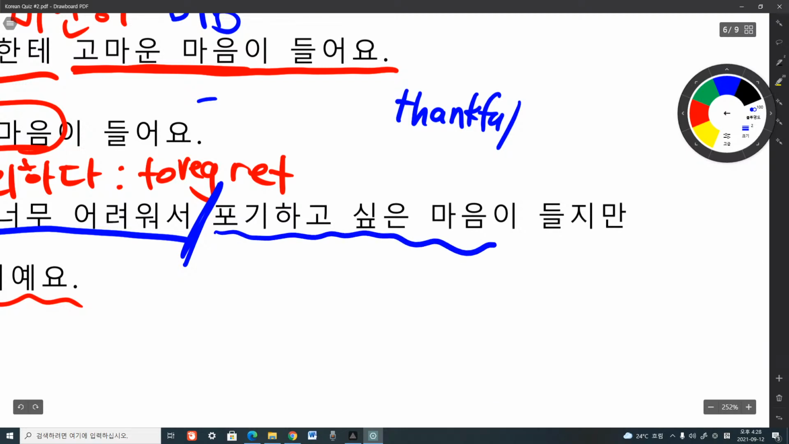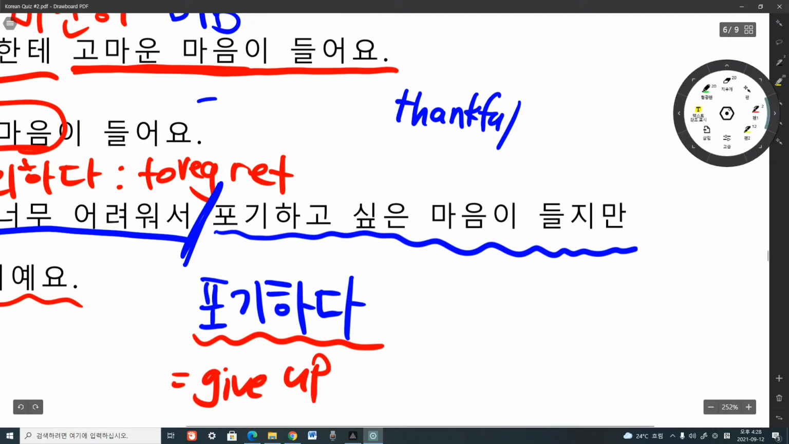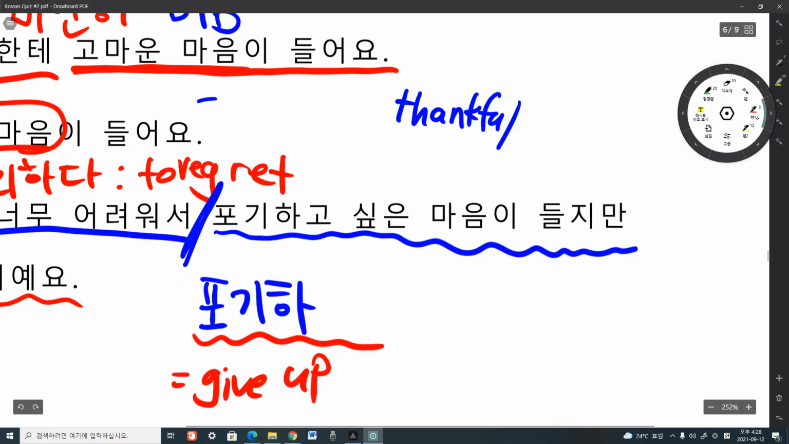포기하고 싶은 마음이 들지만. So here's a quiz, guys. What kind of feeling arises to the speaker or to the writer? 포기하고 싶은 마음이래요, 여러분. 포기하다. If you know what 포기하다 means, it's not that difficult to understand. 포기하다가 give up 이란 뜻이에요. To give up. 그리고 if you say 포기하고 싶다, right? It means to want to. 고 싶다, right? To want to give up. 포기하고 싶다.